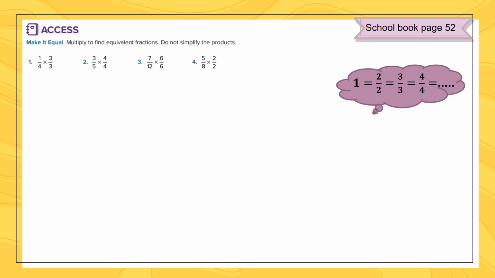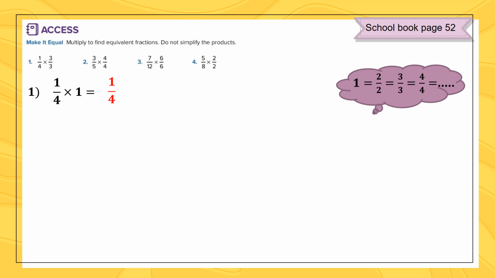Or we have another way, that 1 equals 2 over 2, 3 over 3, and 4 over 4, and so on. So I can multiply 1 over 4 by 1, because 3 over 3 equals 1. So it will be what? 1 over 4 times 1 equals 1 over 4.